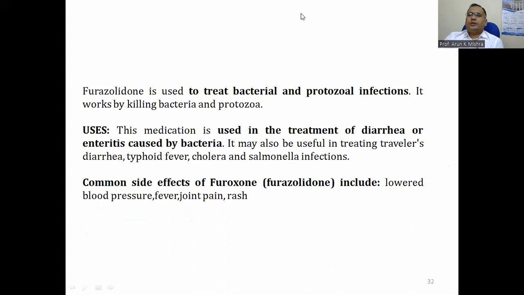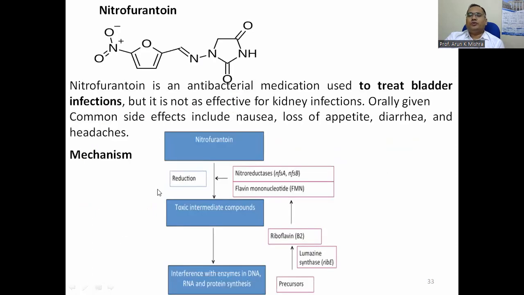Furazolidone is used to treat both bacterial and protozoal infections, and it is used especially to treat diarrhea which has been caused by bacteria. So bacterial diarrhea can be easily treated by furazolidone, and common side effects associated with furazolidone are low BP and pain-like condition in the joints. So these were some peculiar points associated with furazolidone.